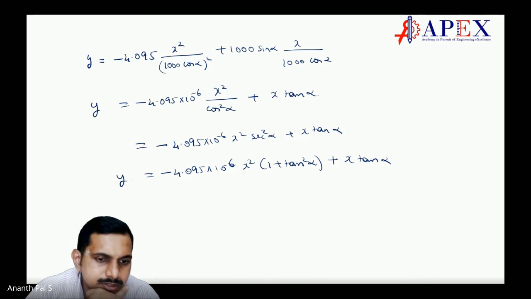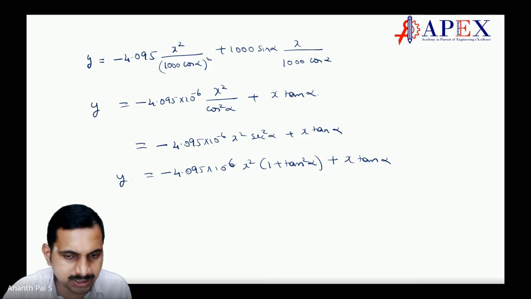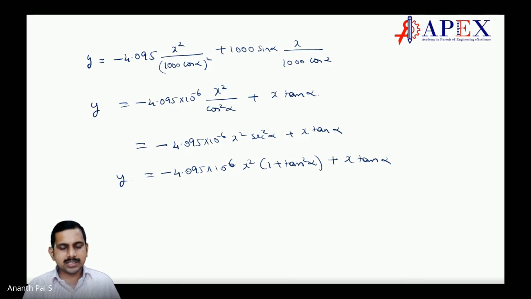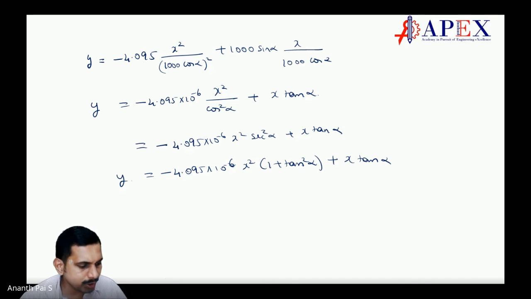Solve this equation, students, for x tan alpha. X is given as 30 kilometers. Substitute that and get the answer. Simple. Get alpha, get tan alpha. You will get two values for tan alpha. Based on that, solve it. Easy. Difficult looking, easy problem. Correct.